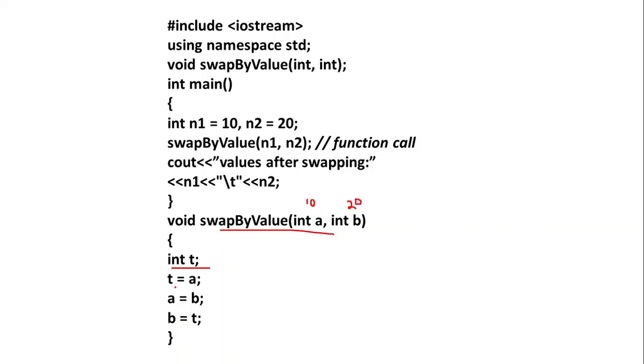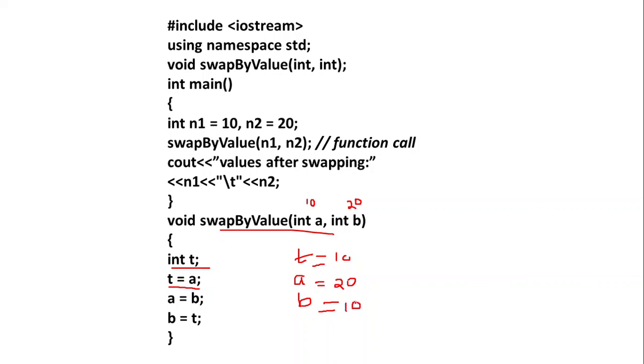10, 20. Now t equal to a, that means the value of a is copied to t. The value of a is 10, and after this step t becomes 10, right? Now a equal to b, so b has value 20 and it is copied to a, and a becomes 20, right? Now b equal to t. B equal to t means b has got the value of t, and what is the value of t? 10.